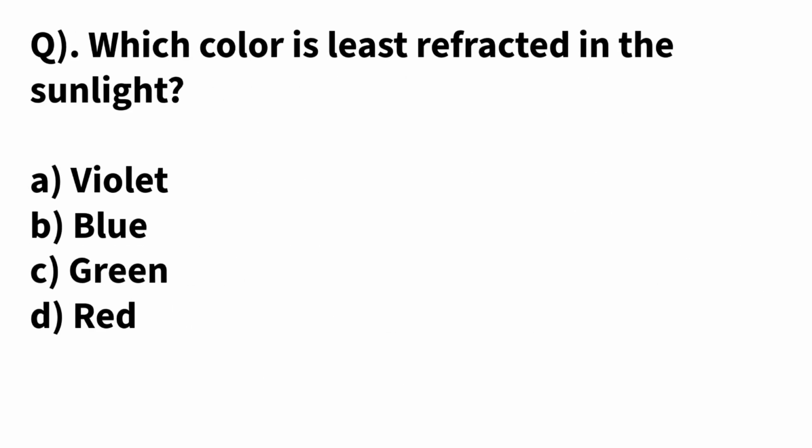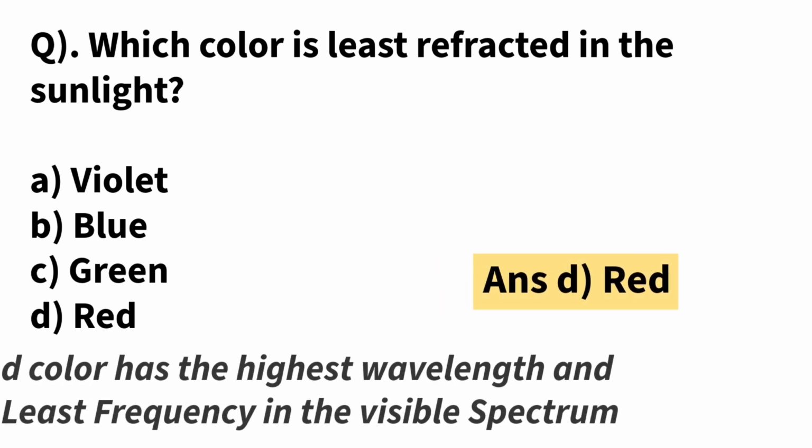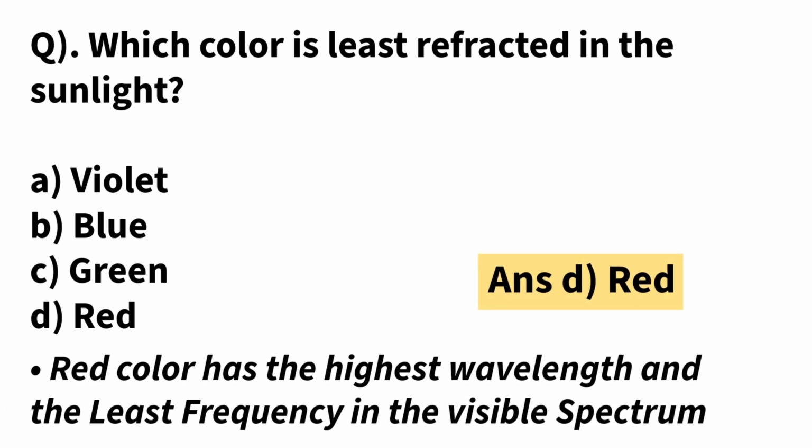Which color is least refracted in the sunlight? The answer is option D, red color. Red color has the highest wavelength and the least frequency in the visible spectrum.